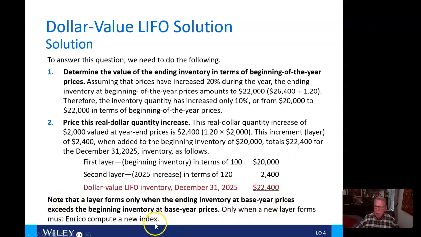So we can note that a layer forms only when the ending inventory at base year prices exceeds the beginning inventory at base year prices. Only when a new layer forms must Enrico compute a new index. Little complicated there, but I think you get it.